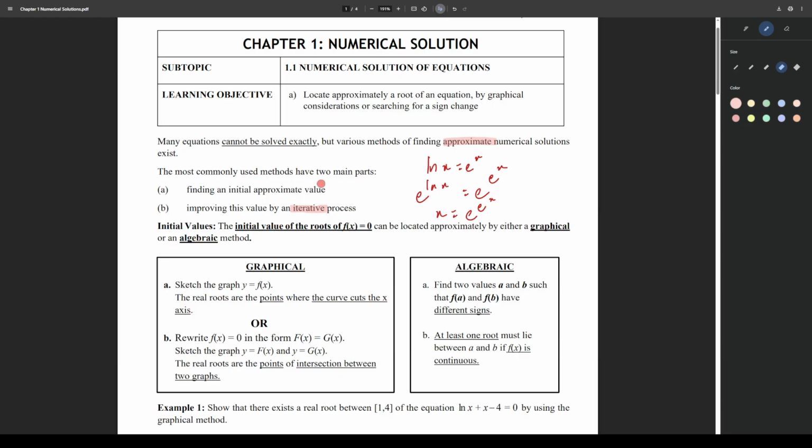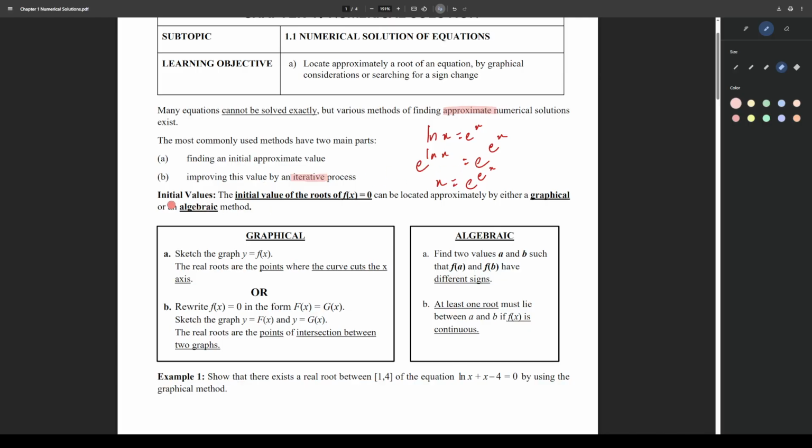Alright. So kalau tengok nota kamu, the initial values of the roots of f(x) equals 0 can be located approximately by either a graphical or an algebraic method. So there are two methods yang kamu akan belajar. Graphical ataupun algebraic. So graphical method, as the name suggests, kamu kena sketch graph lah. Sketch the graph of y equals to f(x). So the real roots are the points where the curve cuts the x-axis. Or kamu rewrite function to equals to 0.